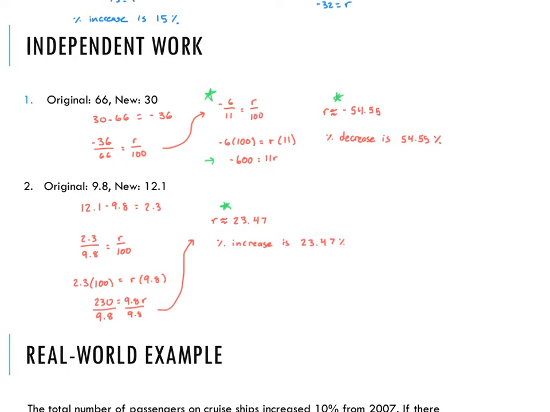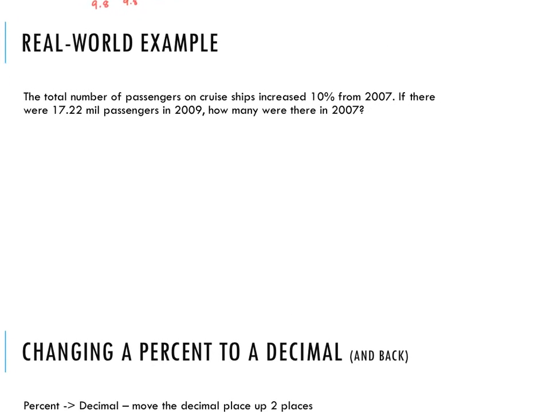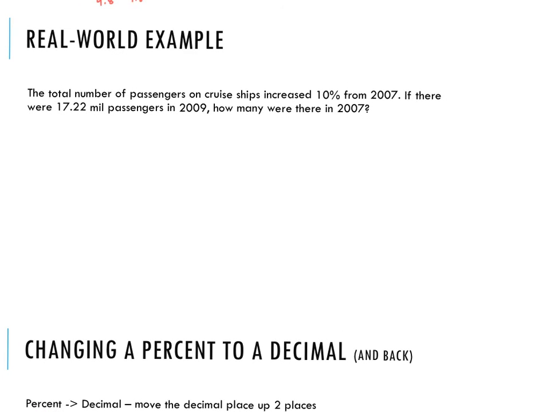Here's your original amount. Here's your new amount. What's the percent change? There are other examples where you're given the new amount and the percent change, and you're told to find the original amount. So in this instance, here's our word problem. We're told that we have a percent increase of 10%, and that there are 17.2 million passengers in 2009. How many were there in 2007?